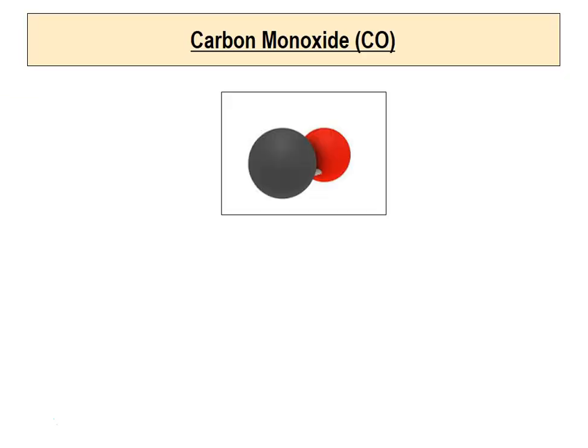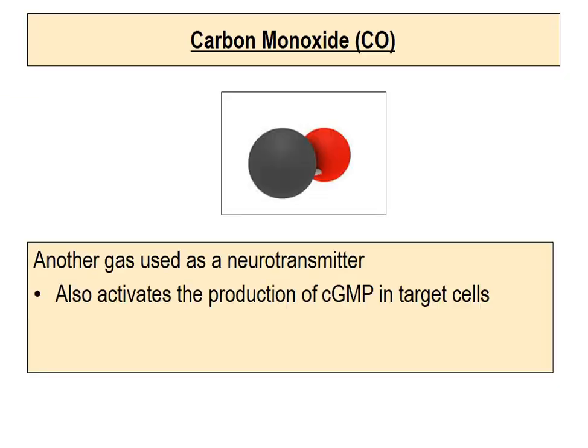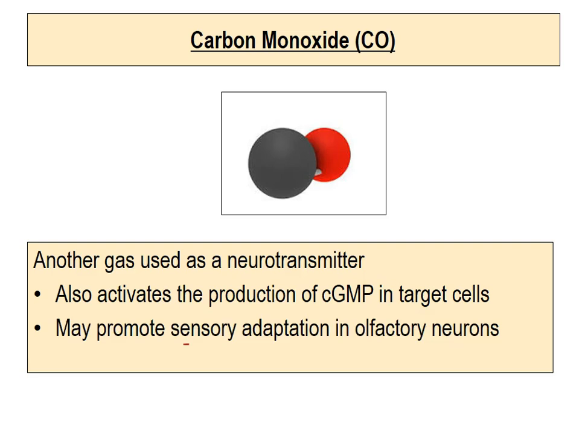Another gas that's a neurotransmitter is carbon monoxide. This also activates the production of cyclic GMP in target cells. It's been found to be involved in sensory adaptation in olfactory neurons, so these are your smell neurons. Sensory adaptation is this phenomenon where, if you walk into a room and somebody's got a turkey in the oven, you say, oh, wow, it smells really great. And then after a few minutes, you no longer smell it because you've adapted to the scent. Carbon monoxide has been found to be involved in that response.